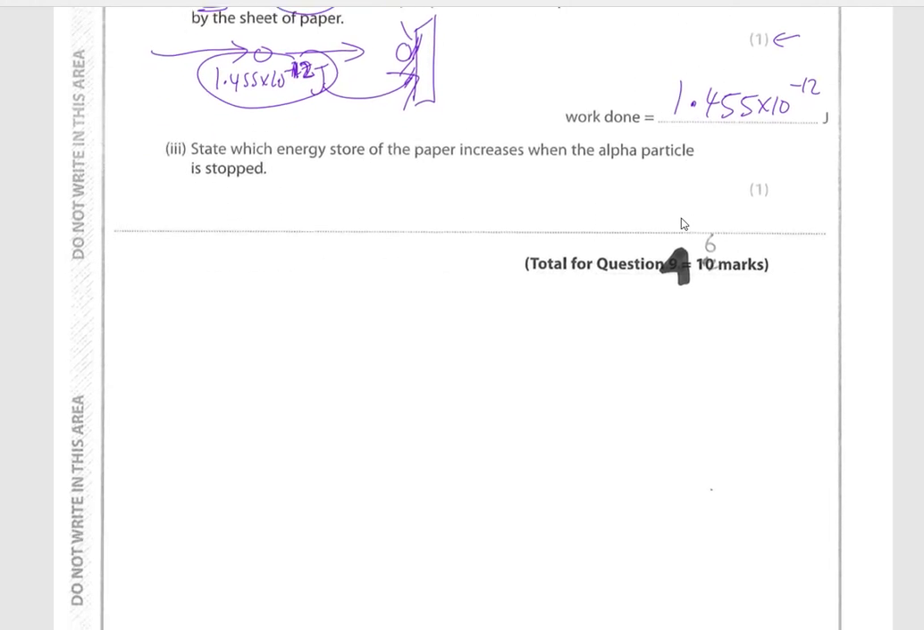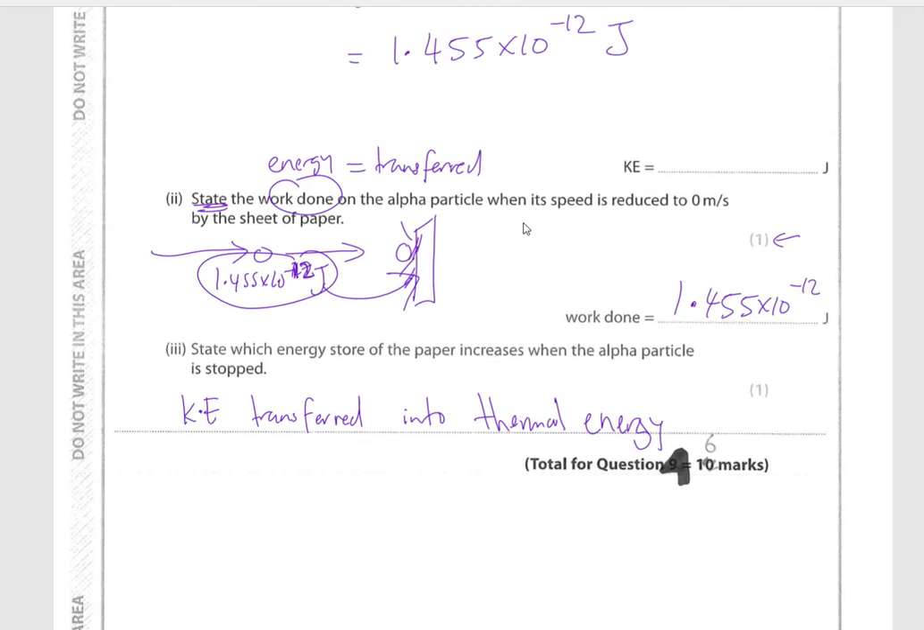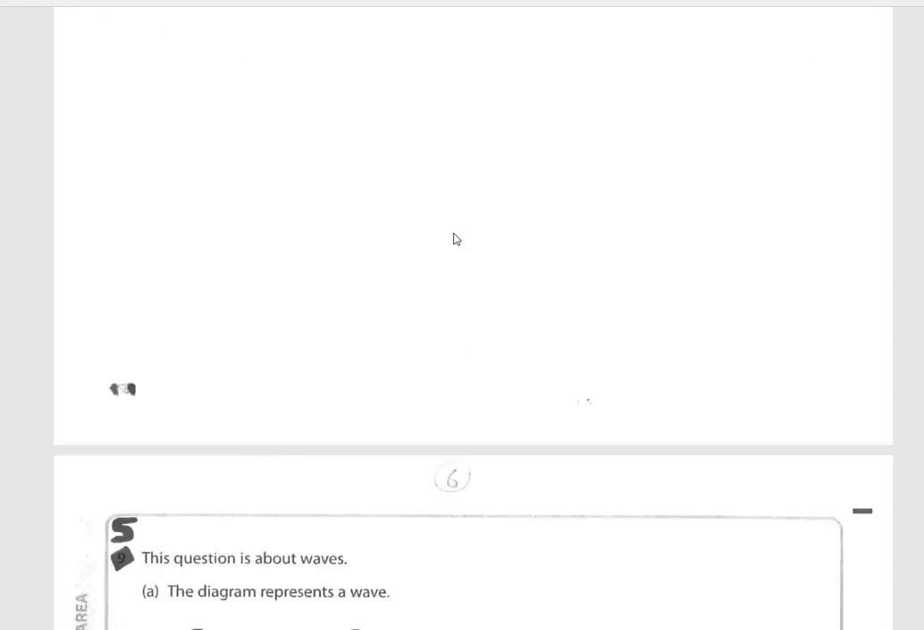Good. Now state which energy store increases when the alpha particles stop. Again, energy gets transferred, so kinetic energy is transferred into what? When you hit the wall, what do you transfer into? You transfer into thermal energy, because when you hit the wall, there's heat there. Now, the particles are very small, so you will not have sound. So thermal energy is the main one.